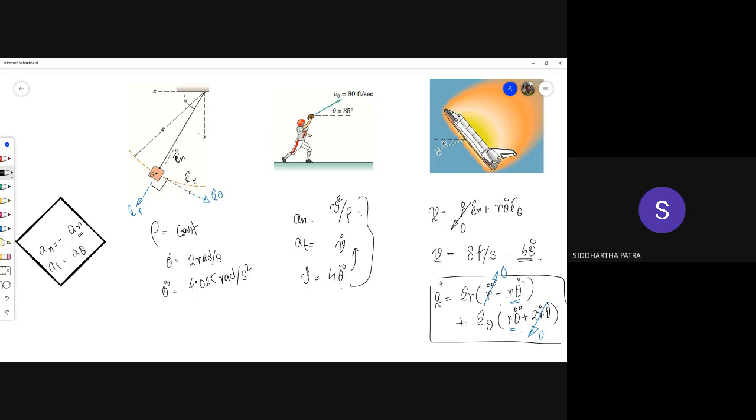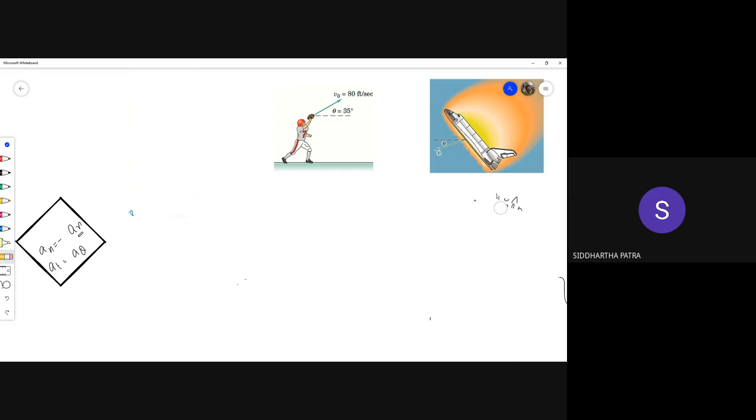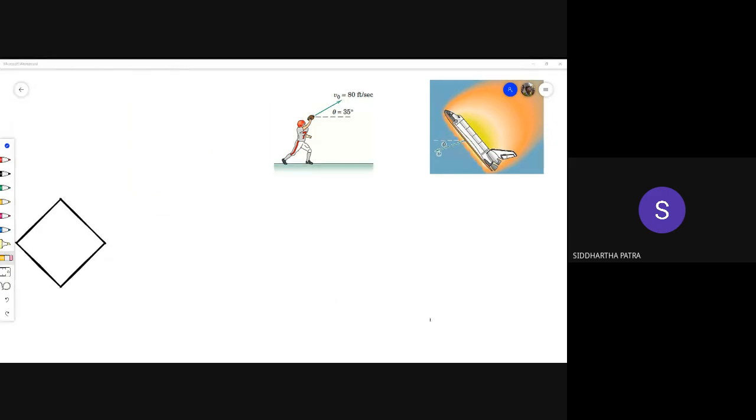Okay, so could you calculate an and at? I guess the first problem isn't that difficult, given that the radius is a constant. Now let's look into the problem statement for the second one, and this is what it says.